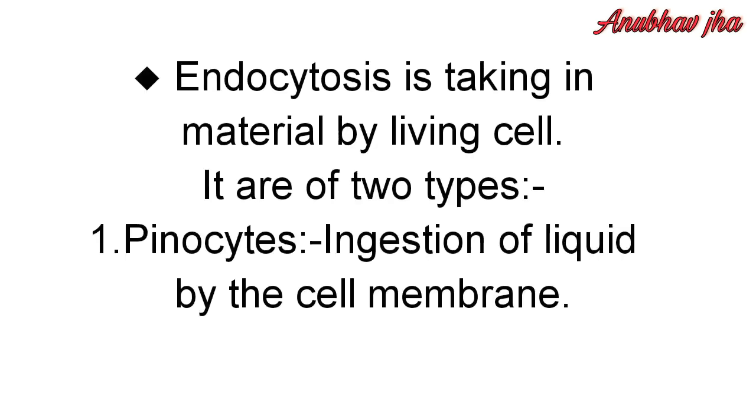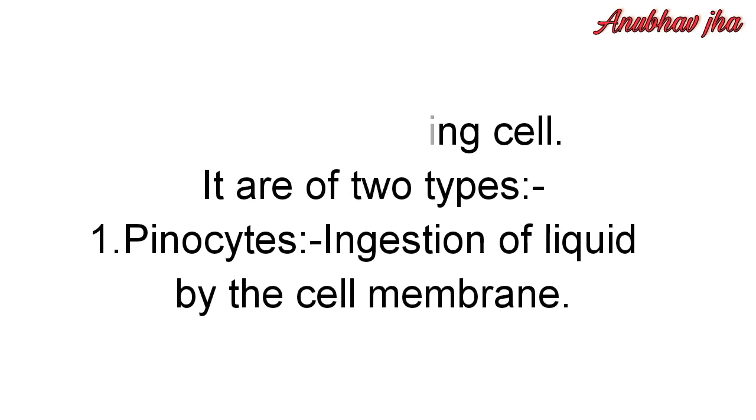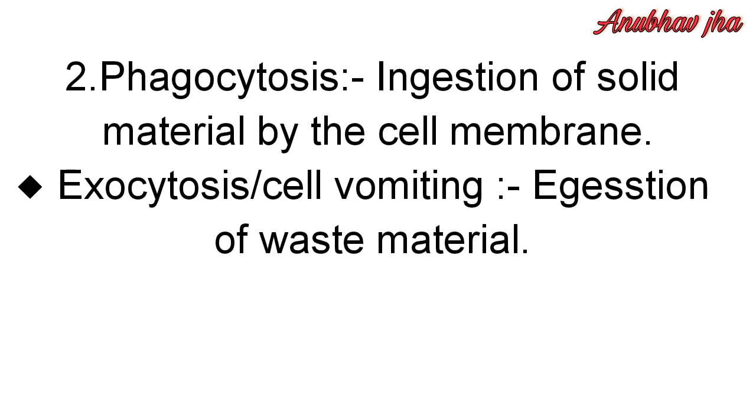Endocytosis is taking in material by a living cell. It is of two types: 1. Pinocytosis: ingestion of liquid by the cell membrane. 2. Phagocytosis: ingestion of solid material by the cell membrane. Exocytosis, or cell vomiting: expulsion of waste material.